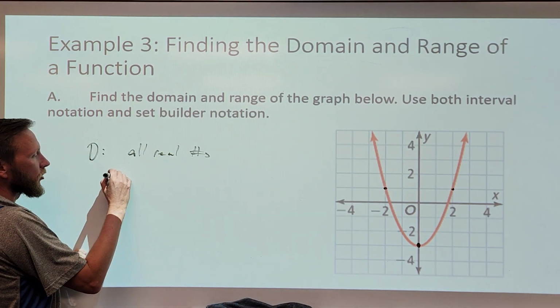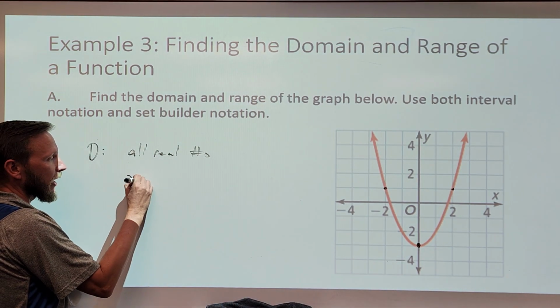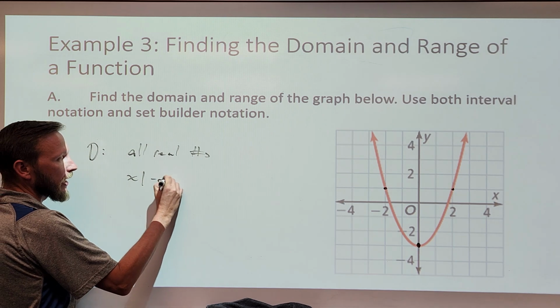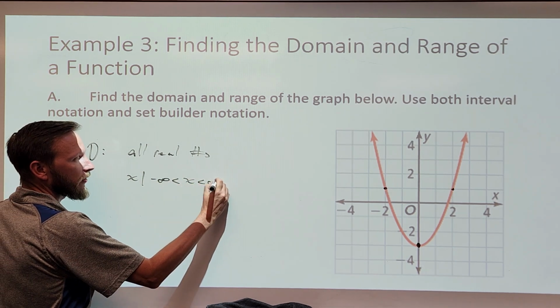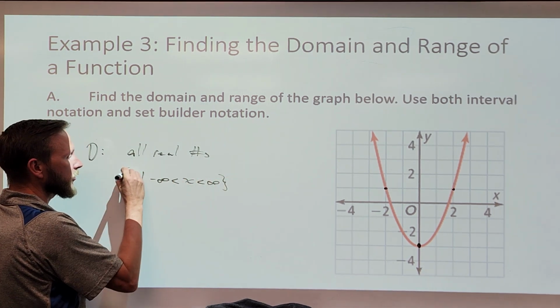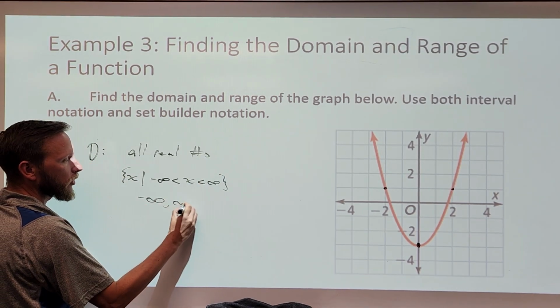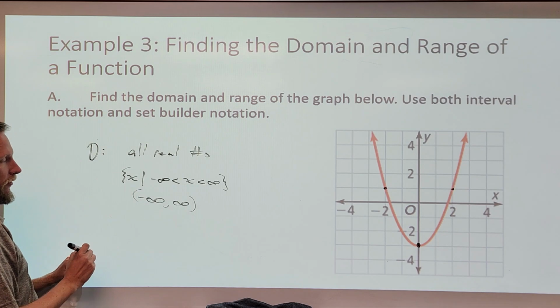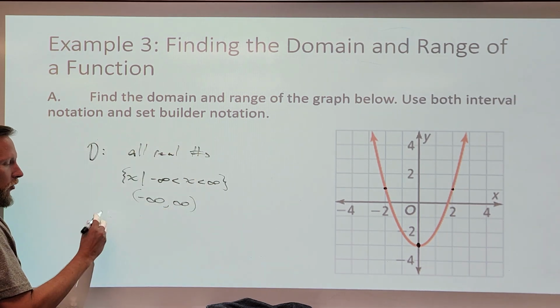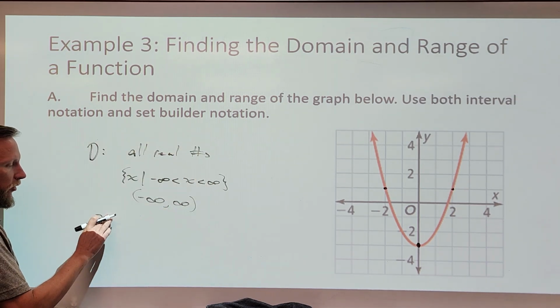So we would say that the domain, another way to say that, is that x goes from negative infinity is less than x is less than infinity in braces, or we can do it in interval notation, where we go from negative infinity to positive infinity. Those are the ways that we could write our domain.